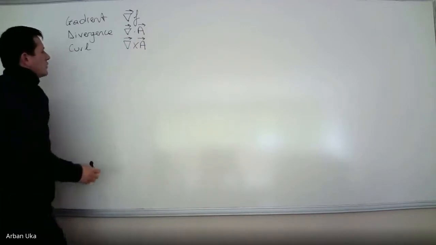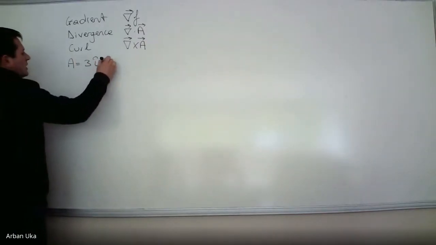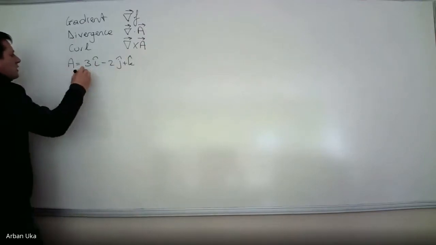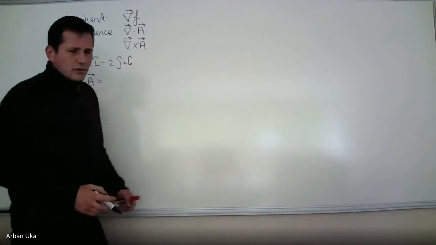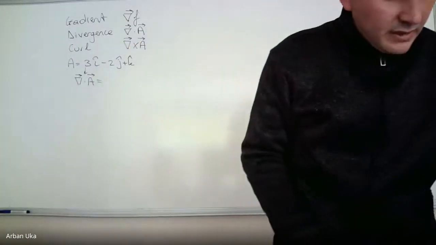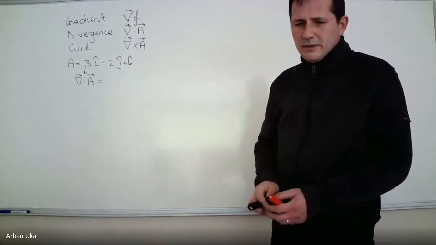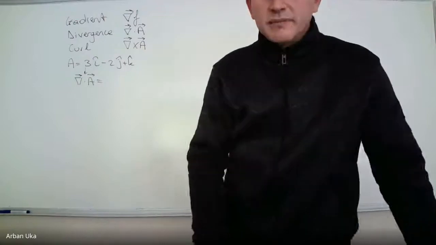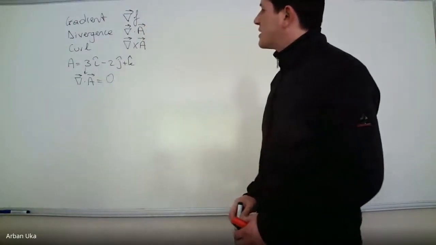So in case the vector A is any value which goes like this: 3i minus 2j plus k. We can immediately ask the following question: what is the divergence of vector A? Can I have an answer from you? So what could be the divergence of A? Zero. That's correct. The divergence of A is going to be 0 because A itself is a constant vector.